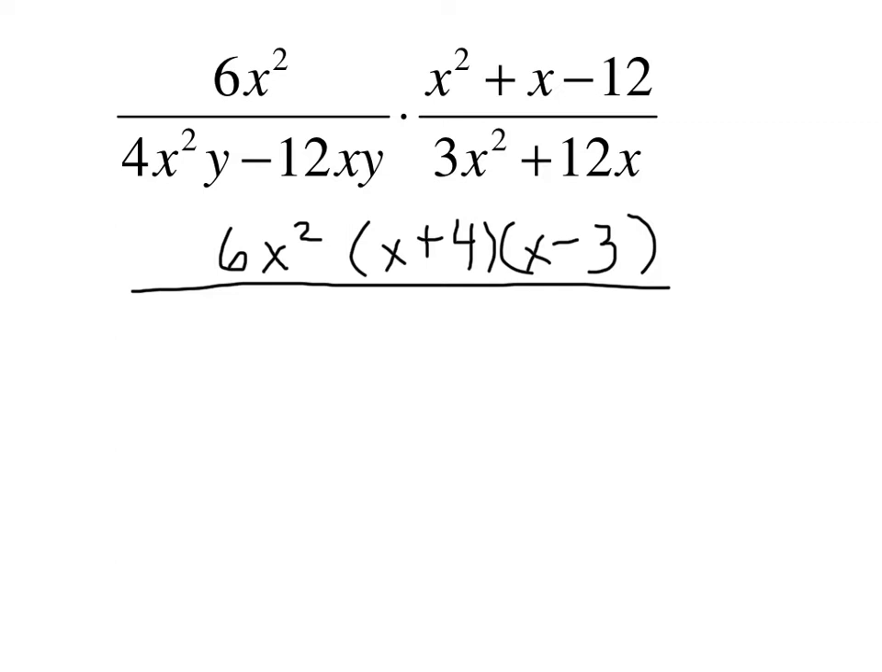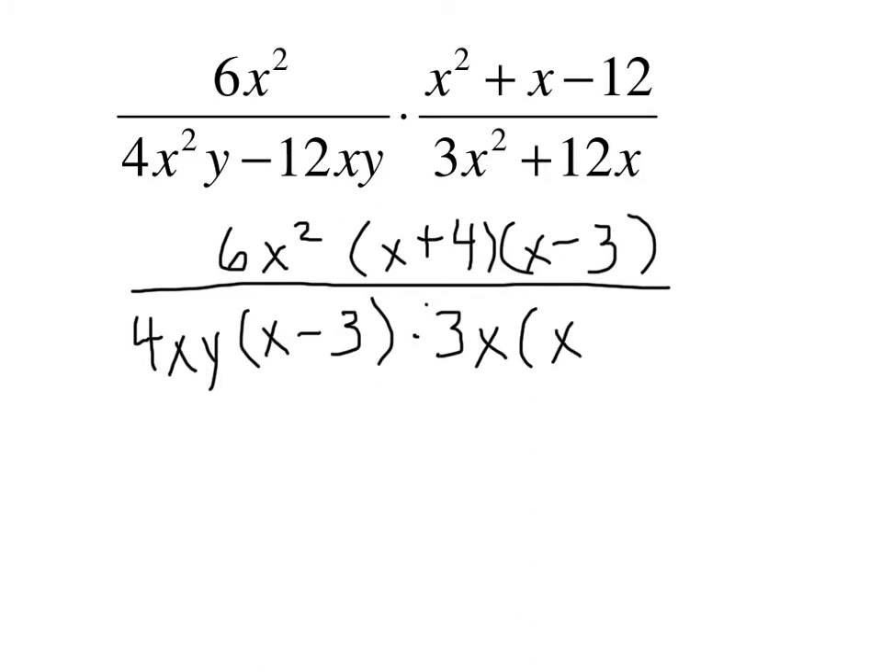In the denominator, 4x squared y minus 12xy, that just has a common factor. We just need to factor out the common factor of 4xy. What are you left with? x minus 3. All right, and then 3x squared plus 12x, that also has a common factor of 3x. What are you left with? x plus 4. So let's look and see what factors we can cancel.